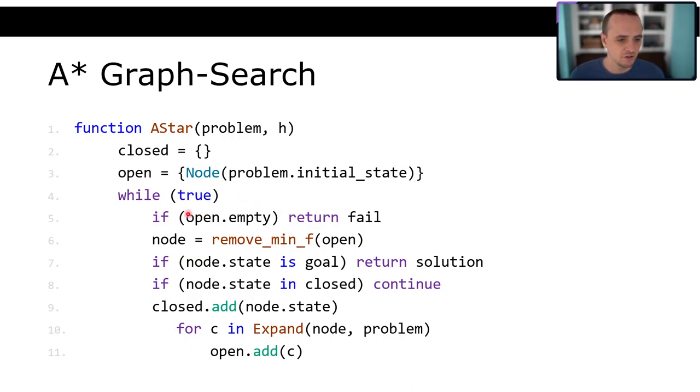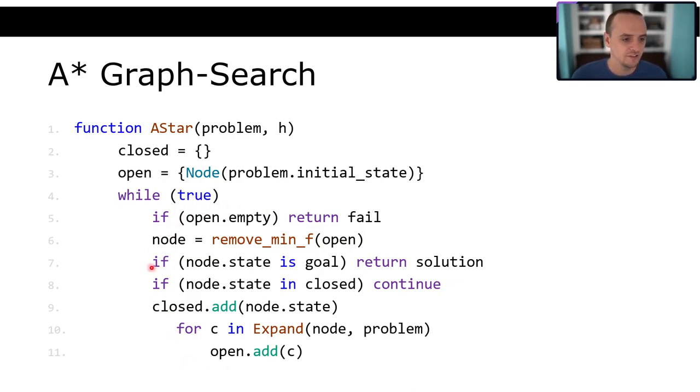And then the rest of the algorithm is exactly the same as BFS, except one line, line 6 here, which is when we want to select a node from the open list. When we did BFS, we chose the first node in the open list. However, for A star, what we do is we remove the node from the open list that has the minimum f value. So you might write a function called remove min f. And what you do is you just loop through the open list, you find the node that has the minimum f value, and you return it. Okay? And you remove it as well from the open list.